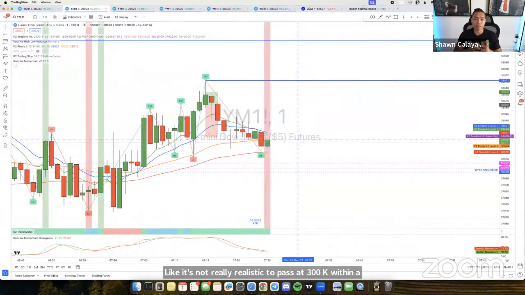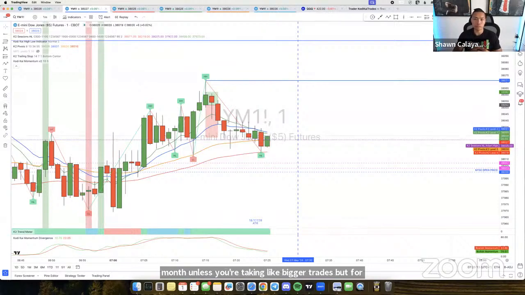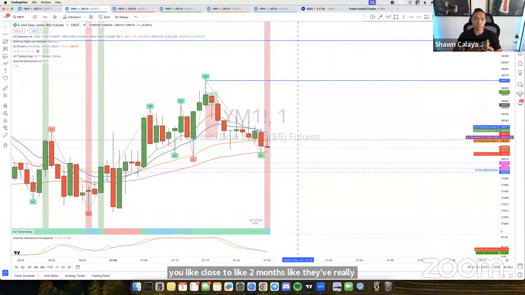But for the regular scalps that they actually want you to take, like the trades we're taking here, it's going to take you close to 2 months. They've really calculated it to where it makes it almost impossible to pass within a month. And they have all these promos going on because they want you to take more risk.